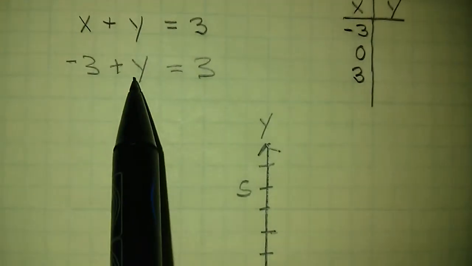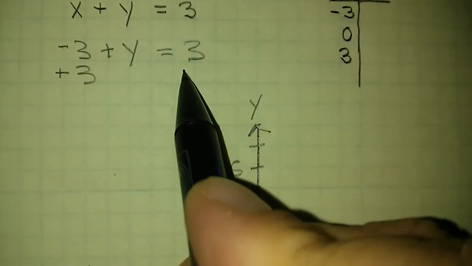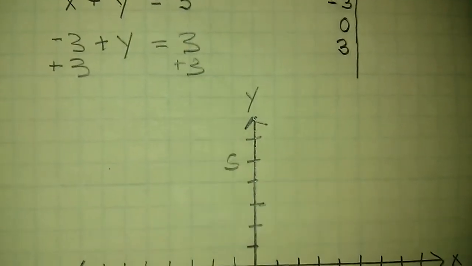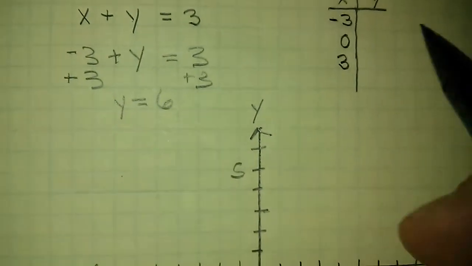Okay, need to solve for y. Y needs to be by itself. So we're going to add 3. If you do it to one side, you've got to do it to the other side in order to maintain the balance. So y equals 6. Great. We started to fill it in. So there's a data point.